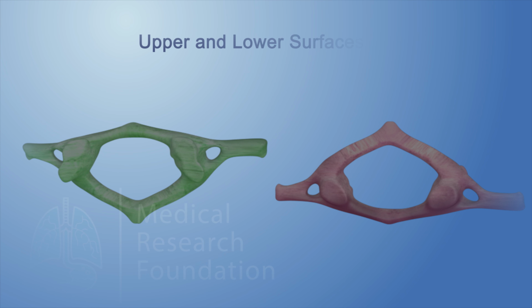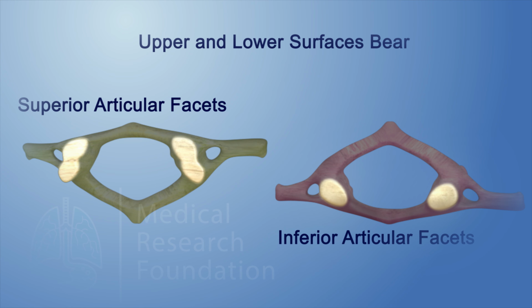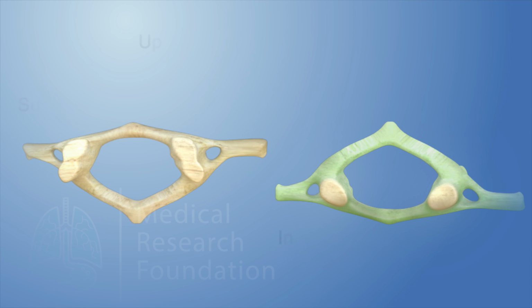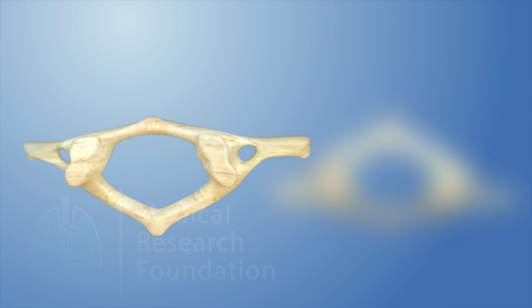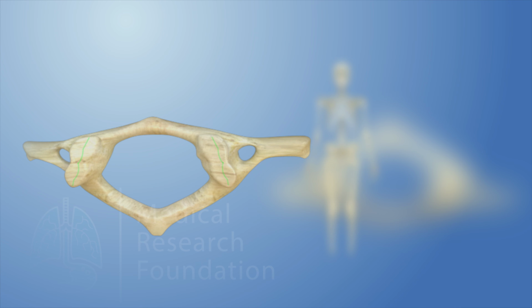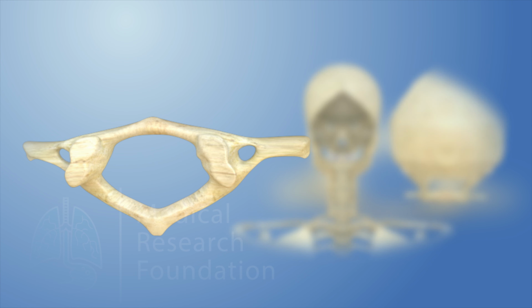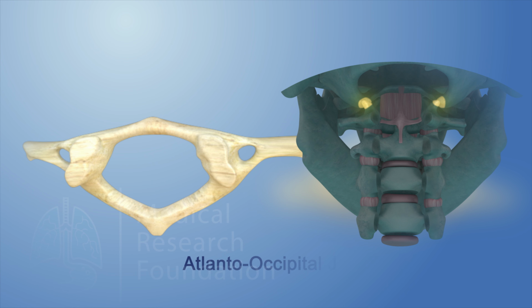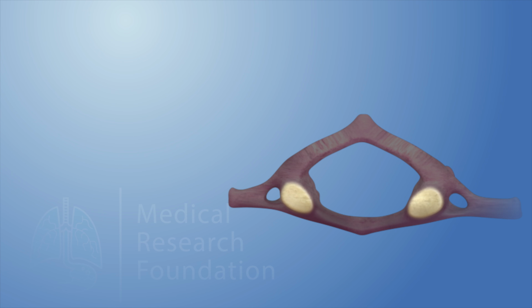Its upper and lower surfaces bear superior and inferior articular facets, respectively. The superior articular facet is concave and elongated. It is directed upwards and medially to articulate with the corresponding condyle of the occipital bone to form the atlanto-occipital joint. The inferior articular facet is flat and circular.